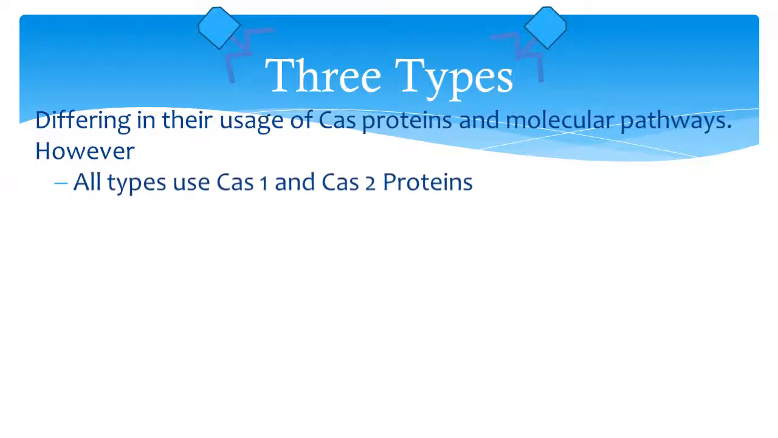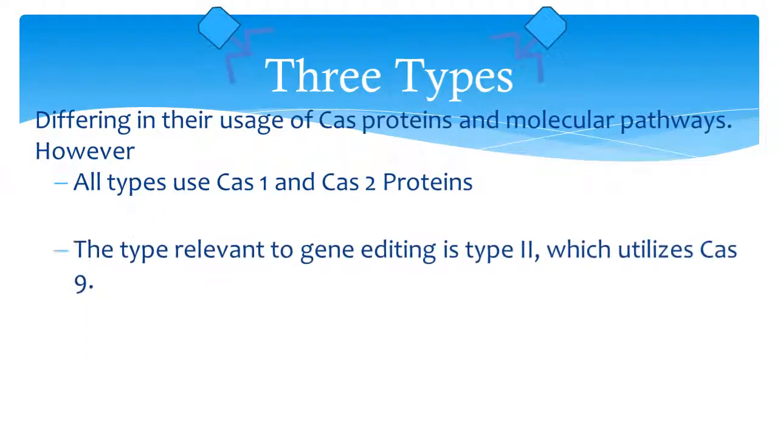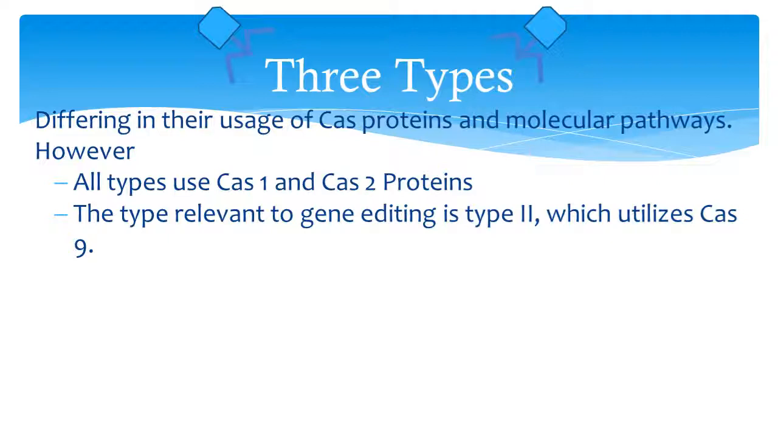pathways. But it's important to remember that all types use Cas1 and Cas2 proteins, and on top of that, the type relevant to gene editing is type 2, which utilizes a Cas9 system, and this is the one that we're going to be focusing on in this presentation.